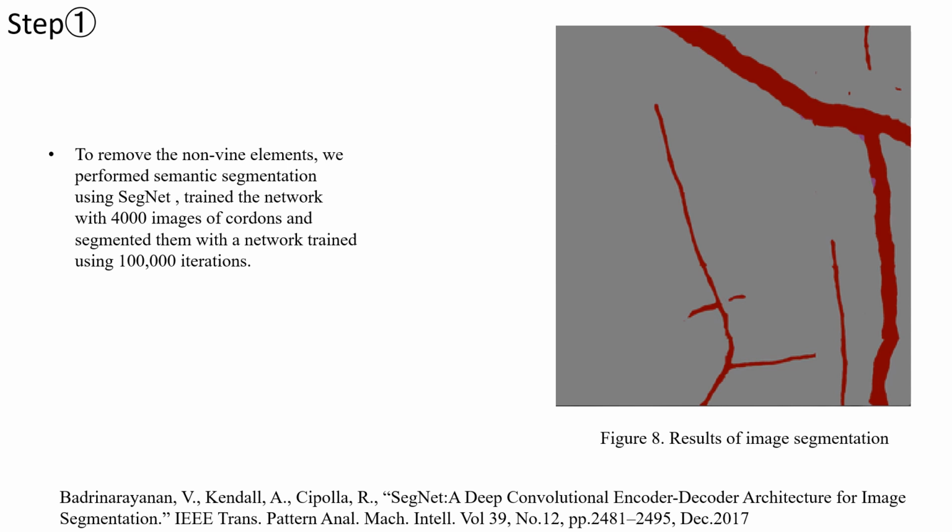To eliminate non-vine elements, we conducted semantic segmentation using SegNet, a deep convolutional encoder-decoder architecture specifically designed for image segmentation. We trained the network on a dataset of 4,000 cordon images and utilized a network that had undergone 100,000 training iterations for segmentation. The segmentation results can be observed in Figure 8, where the reddish-brown regions depicted represent the cordon silhouettes.